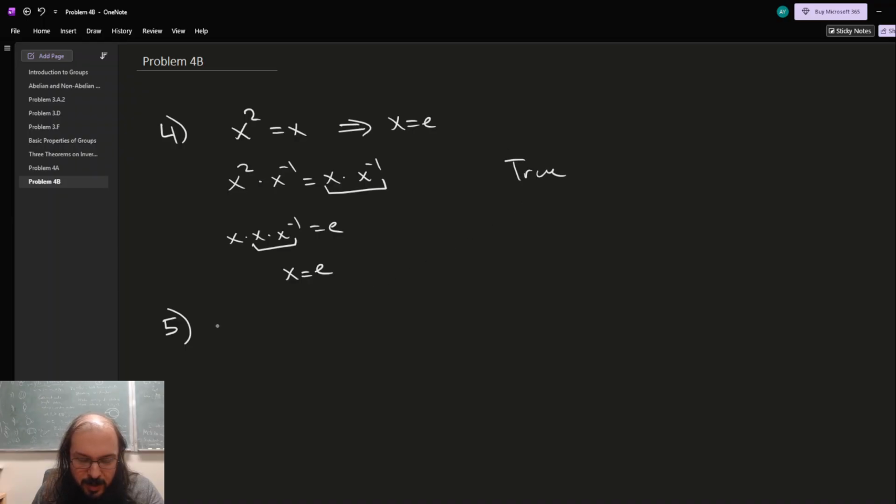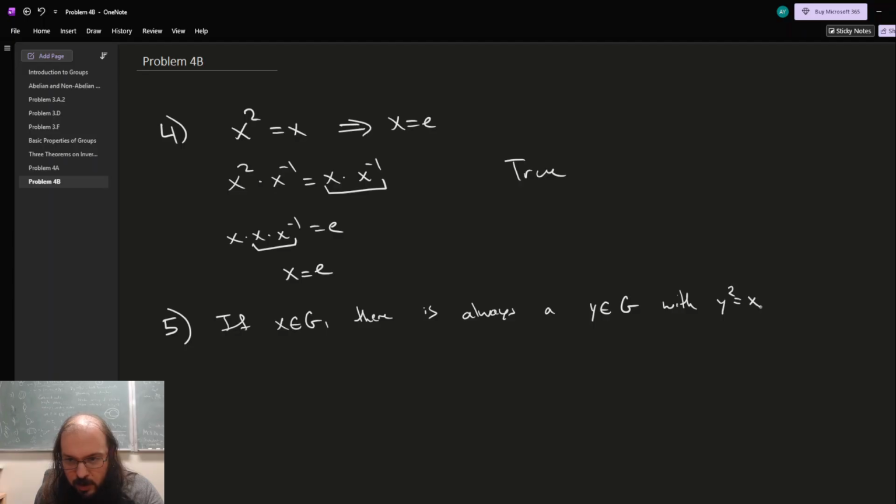That one was number 5. It says if x is any group element, there is always another group element y with y squared equals x. In other words, there's always a square root of sorts. Right? You can think of y as the square root of x. This one's false.